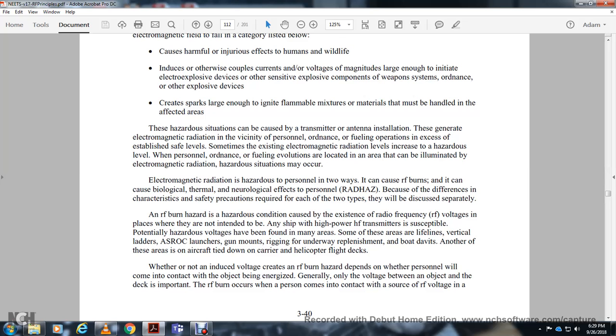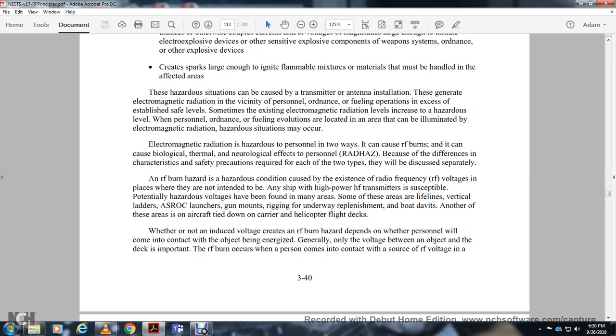A radio frequency burn is a hazardous condition covering the existence of radio frequency voltage in places where it is not intended. Any ship with higher power high frequency transmitters and susceptible potential hazardous voltages has found them in many areas. Some of these are lifelines and vertical ladders, ASROC launchers, gun mounts, rigging underway, replenishment boat davits, and any other areas of the aircraft tied down on carrier helicopter flight decks.